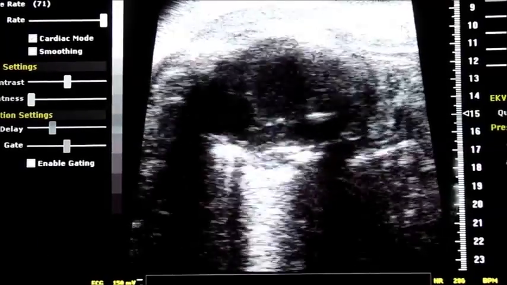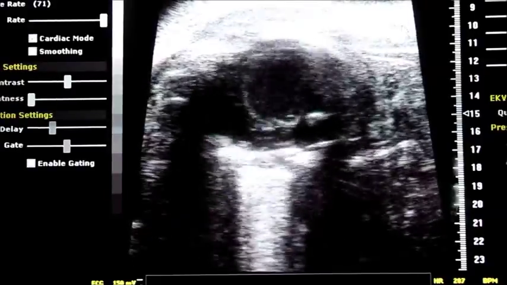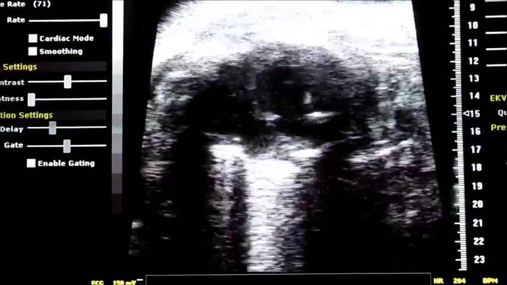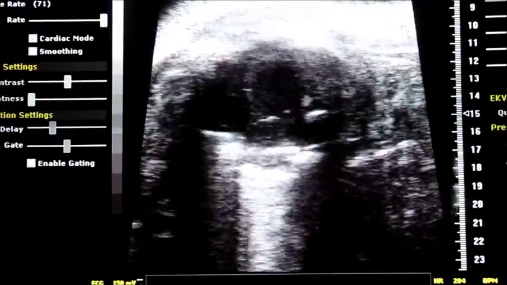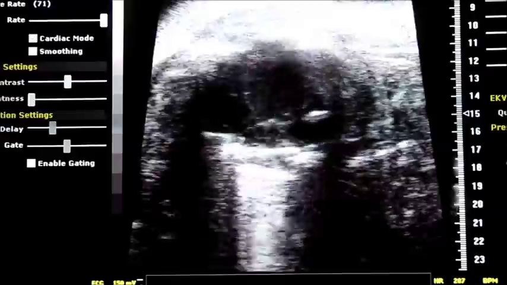Next, the probe is rotated 90 degrees. The view is then positioned at the side of the interatrial septum, where the left atrium is at the largest dimension. A movie clip is recorded to obtain the medial lateral dimension.